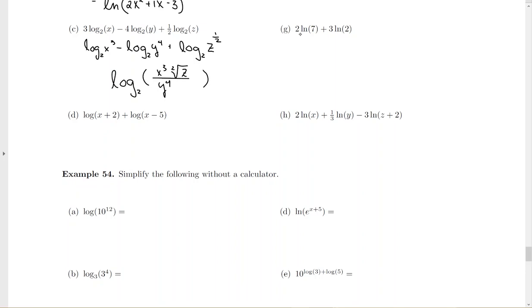For letter G, I don't have just ln, so I've got to move the numbers up to the power position there, so natural log of 7 squared plus natural log of 2 cubed. Now I can make one natural log, 7 squared times 2 cubed. And those are numbers that you can just multiply together. 49 times 8 is going to be the natural log of 392.